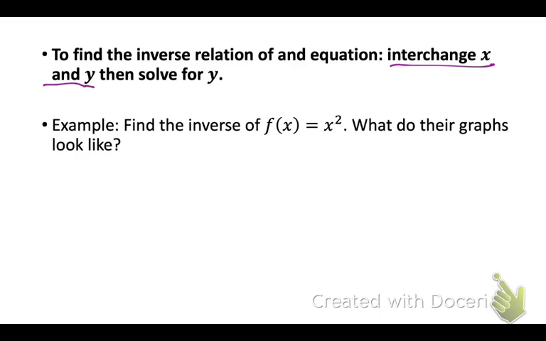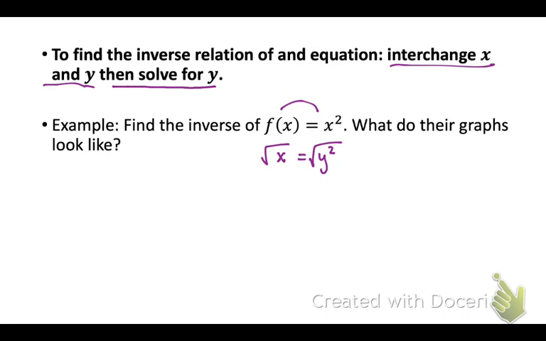I don't see a y, do you? F of x is the same as y, correct? So I need to interchange these things. So it's going to be x equals y squared. That's all you do. And then it says what? Solve for y. So how do I solve that for y? Take the square root of both sides.